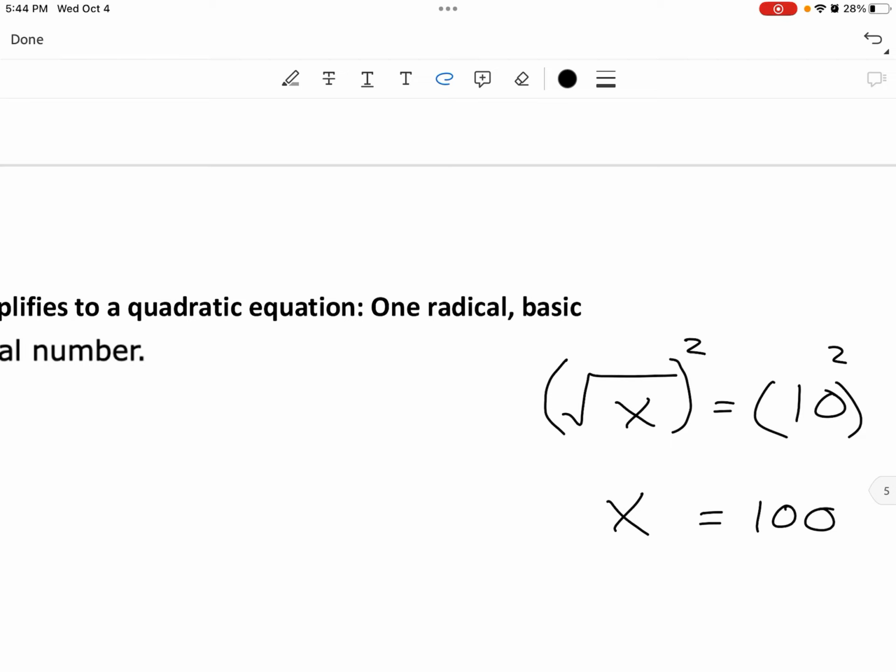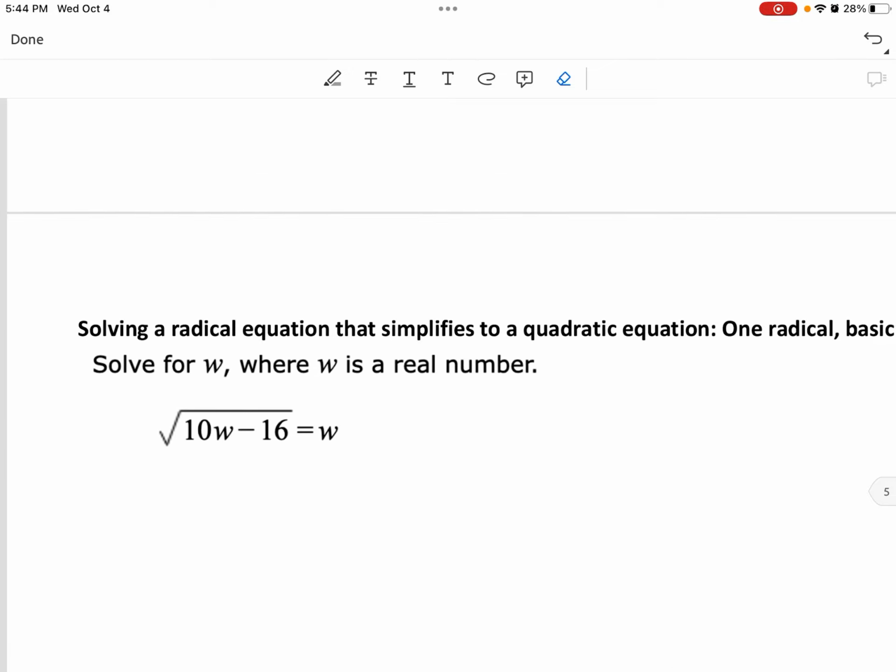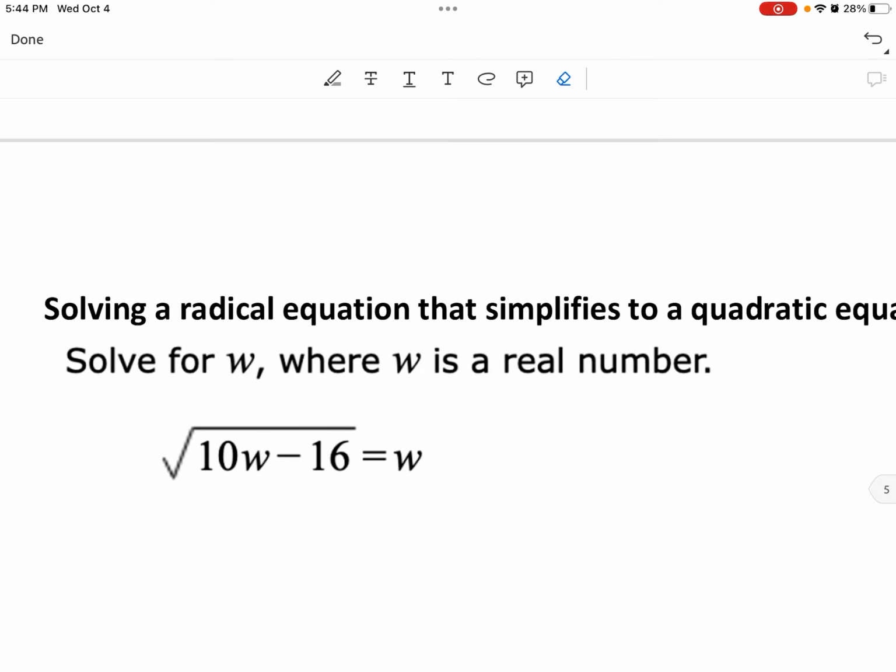And so think of these as inverses. So just like adding and subtracting undo each other, and multiplication and division undo each other, square roots and squares undo each other. So that's what we're going to do with this one. Again, that's just a quick little intro to the strategy we're going to take when dealing with radicals.